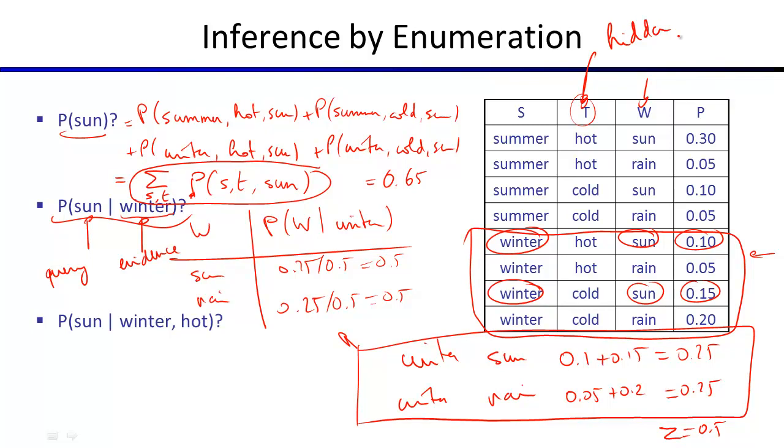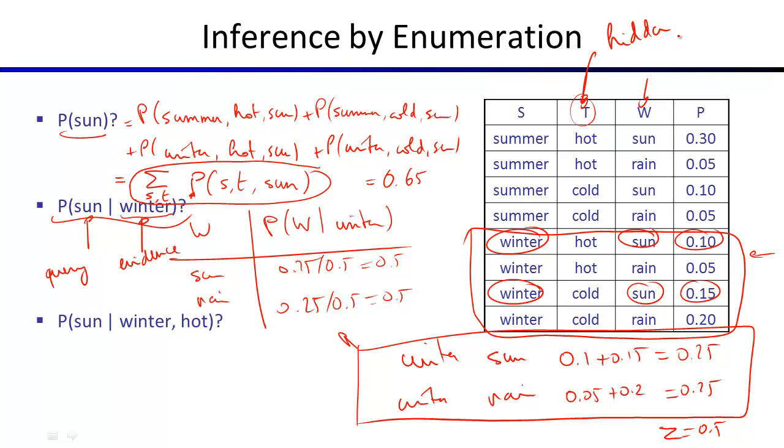It doesn't appear in the query, but somehow the model we have for the world, the joint distribution we have, has that variable in it. So we have to deal with it. We start with a distribution that has also those additional variables. Those additional variables we call the hidden variables.